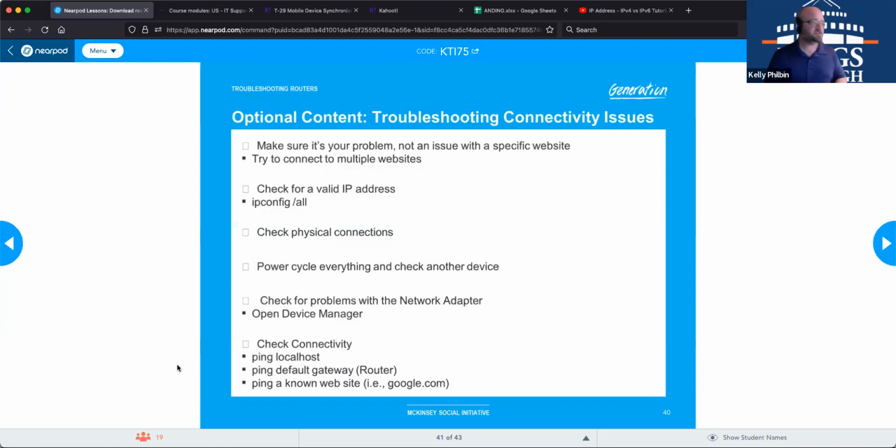Another thing, make sure you're checking your physical connections. Make sure everything is good if you're working off of wired systems. Power cycle everything to give it a chance to kind of refresh, erase its cache, its memory and stuff like that, so that you can connect fresh without issues, which is why the first thing IT always asks is, have you tried turning it off and on again?